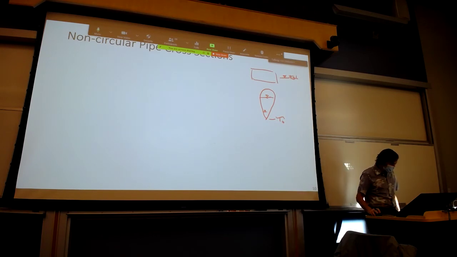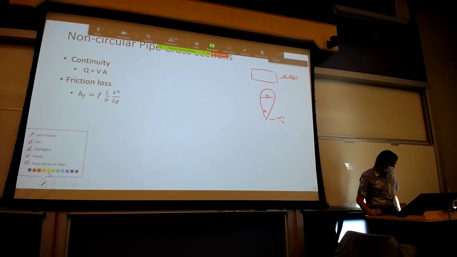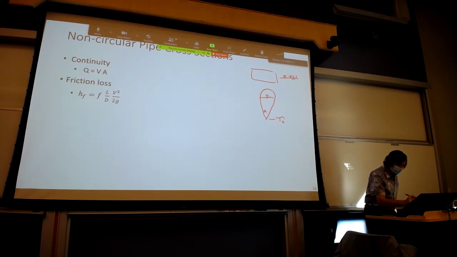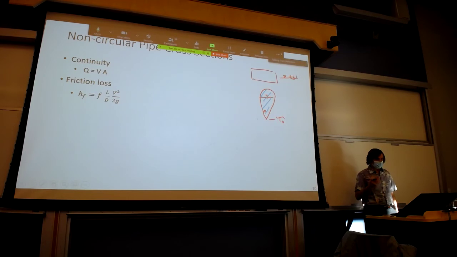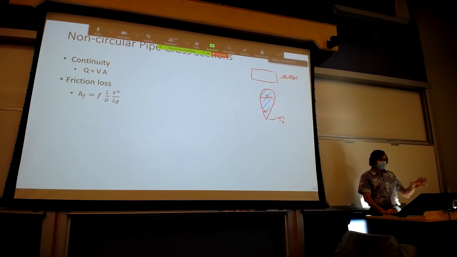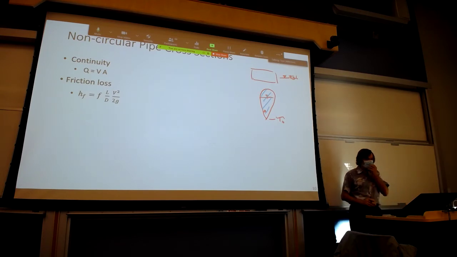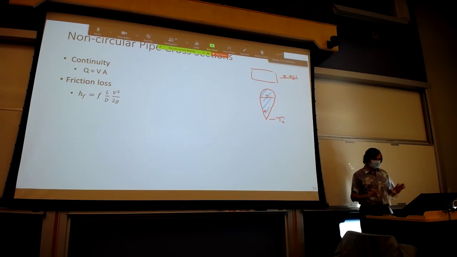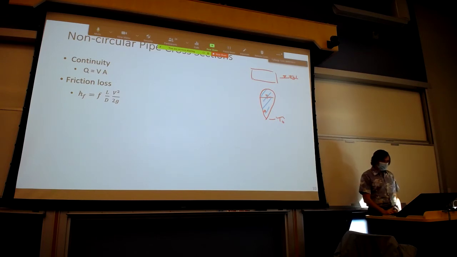So this conduit is basically all flowing under pressure. So it's a non-circular cross-section. So for these cross-sections, fundamentally, we still use continuity. Continuity, discharge is equal to velocity times area. We are still going to use, for example, the Darcy-Weisbach friction. You could use Hazen-Williams, I just introduced it, but again, in this course we focus on the Darcy-Weisbach equation. So we still want to use this for friction losses.